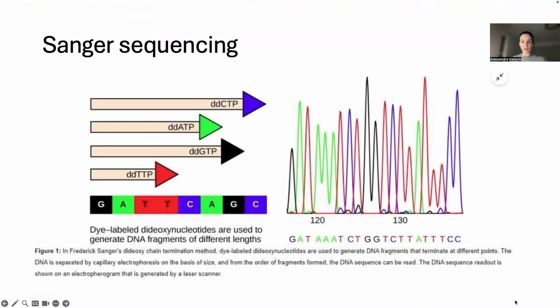This was developed in 1977 by Frederick Sanger, and it was the gold standard for nearly 4 decades. It remains an important tool in diagnostic genomics when precise, high-quality sequence data is required for a defined genomic region.